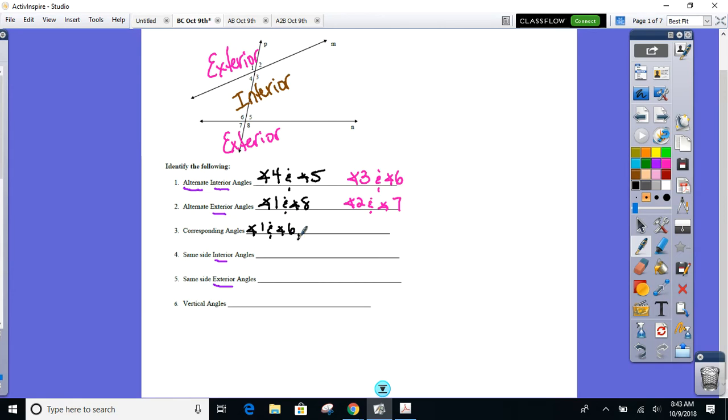Let's keep going. 2 and 5. 3 and 8. And finally 4 and 7. Those are corresponding. Take the 4-pack, slide it down.